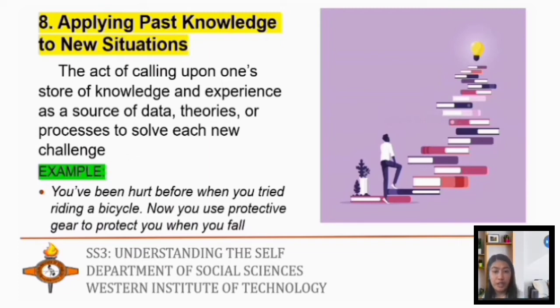Example, you've been hurt before when you tried riding a bicycle. Now you use protective gear to protect you when you fall. So since you've already learned something from your past experience, you now apply it to your new situation, which is wearing protective gear to protect you if ever you get into an accident on the bike.